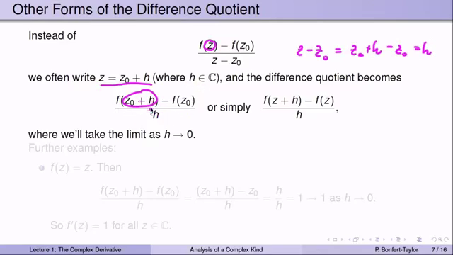So the difference quotient is f of z0 plus h minus f of z0 divided by h, or often we just write f of z plus h minus f of z over h when we get tired of writing z0 all the time. And we'll take the limit as h approaches 0, because when z and z0 get closer and closer to each other, that means the difference z minus z0, which is h, goes to 0.